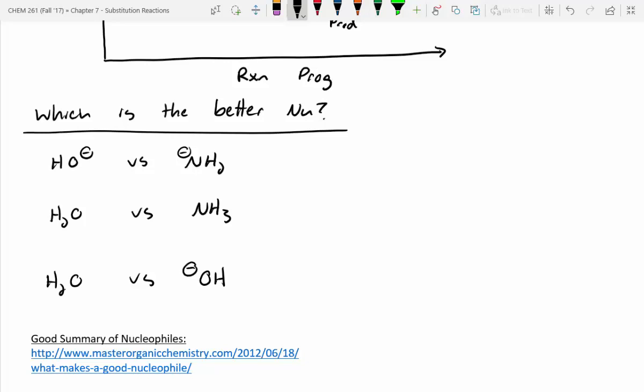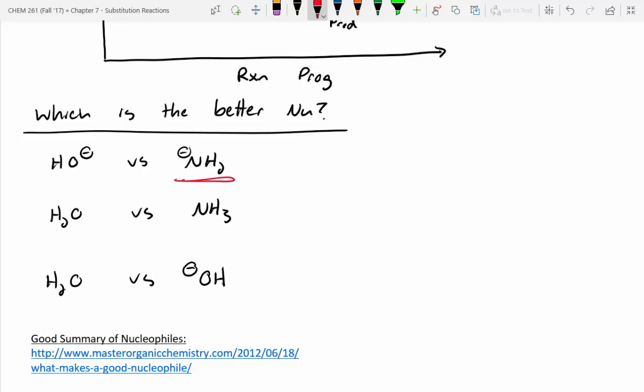All right, for the first one, which is going to be the better nucleophile, hydroxide or NH2 minus? NH2 minus, why is that? So NH2 minus you think is going to be the better nucleophile, why? Anybody want to share? What do you think? You think OH is going to be better? All right, let's think about it this way, right?